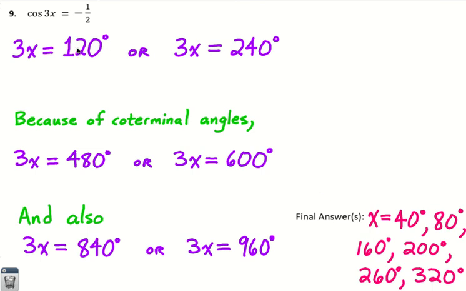So when you divide 120 by 3, you get 40. When you divide 240 by 3, you get 80. When you divide 480 by 3, bam. When you divide 600 by 3, bam. When you divide 840 and 960 by 3, yes, you get angles that are within our interval, and therefore there are 6 answers to number 9.